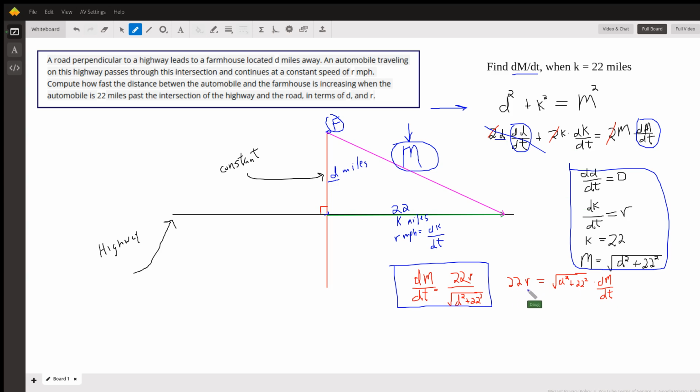So there's that left side of the equal sign. M is the square root of d squared plus 22 squared. To solve for dm dt, we just divide both sides by the square root. So dm dt equals 22r over the square root of d squared plus whatever 22 squared is.